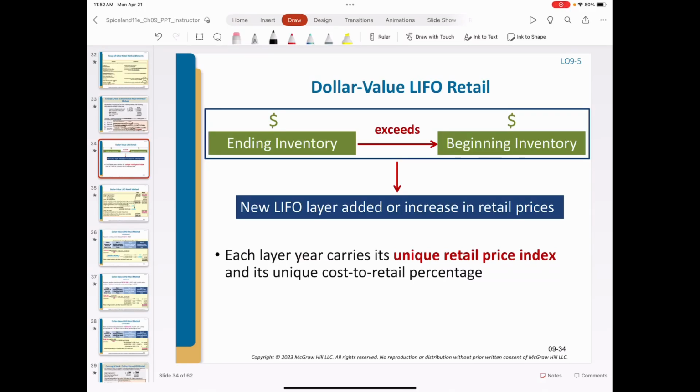The dollar value LIFO retail method. This method integrates the unique retail price index of each year in computing the cost of goods sold and ending balance of inventory. So when the ending inventory is greater than the beginning inventory, that also indicates there are new layers of inventory added to the existing inventory. The reason is LIFO, last in first out.